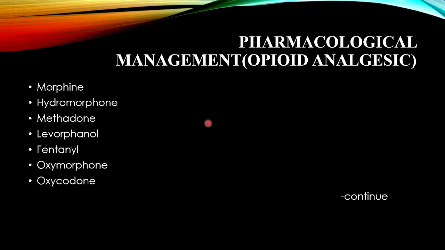It has two main side effects, that is respiratory depression. Why does respiratory depression occur with morphine? Because morphine depresses the vasomotor center, so respiratory depression occurs. And euphoria, a feeling of well-being, and dependency. These drugs also have the side effect of constipation. These are all side effects of opioid analgesics.